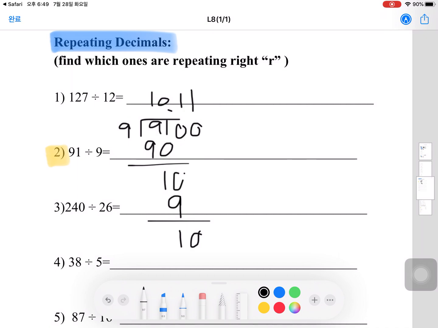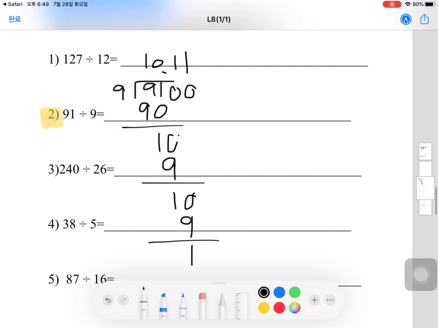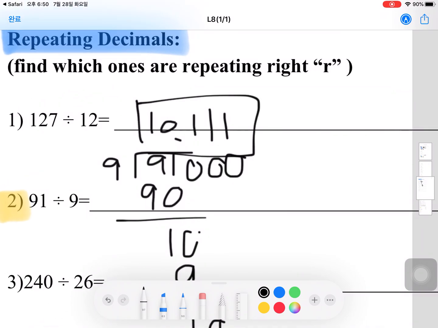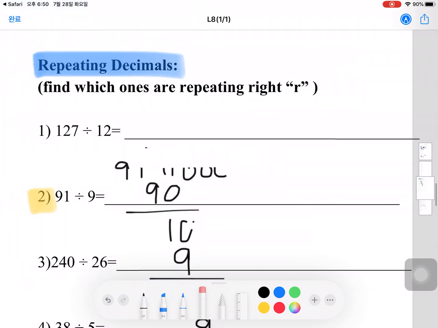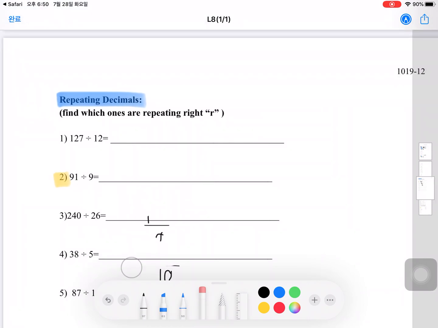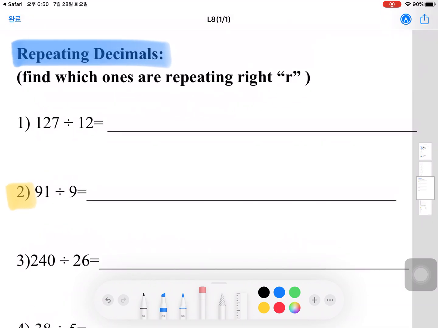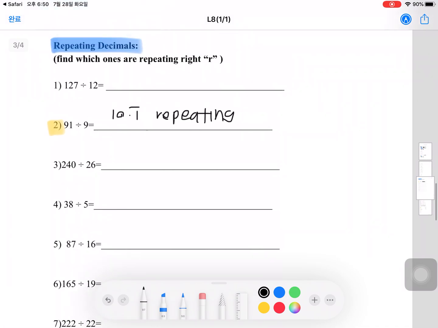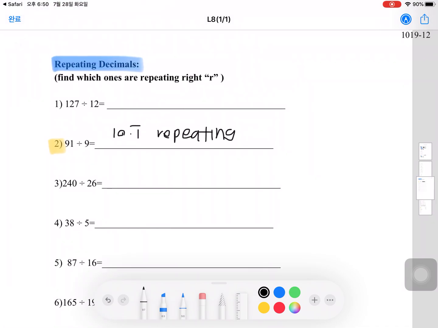9 times 1 is 9. 10 minus 9 is 1. We can see that this pattern repeats on forever. So we can see that 10.11111 is the answer to number 2, which means it is a repeating decimal. So on the line, you want to write 10.1 with the bar over it, and write that it is repeating. Not too bad, right? But keep in mind, not all of these are going to be repeating decimals, so don't worry if the answer comes out perfectly.